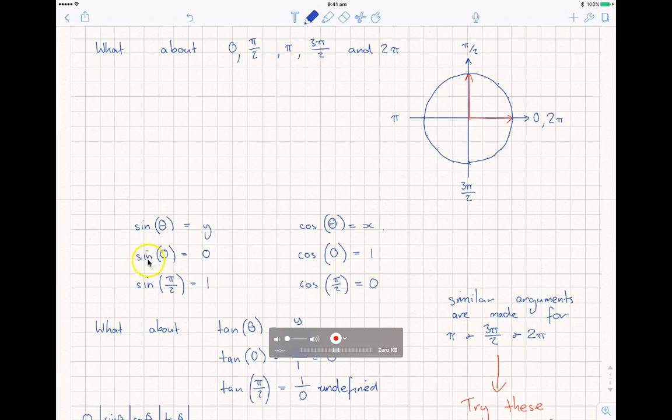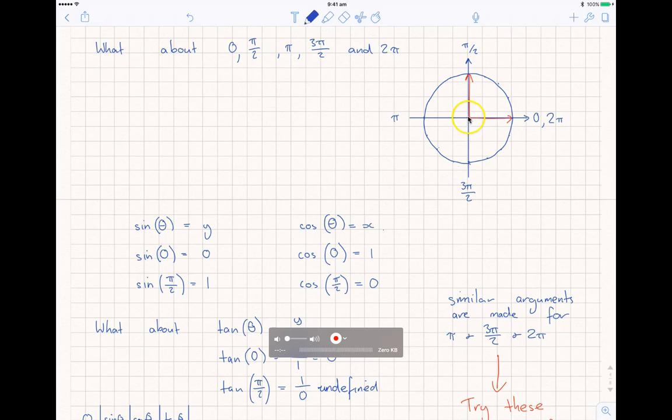So have a look. What do we get when we have 0 degrees? 0 degrees is going to be right along the x-axis here. What is the y value there? The y value is 0. That's right. So sine of 0 is 0. What about sine of pi on 2? Well, that's this angle here. And the y value there is 1. So sine of pi on 2 is 1.